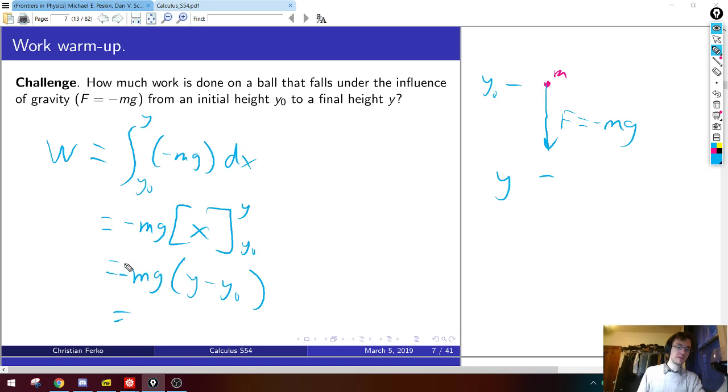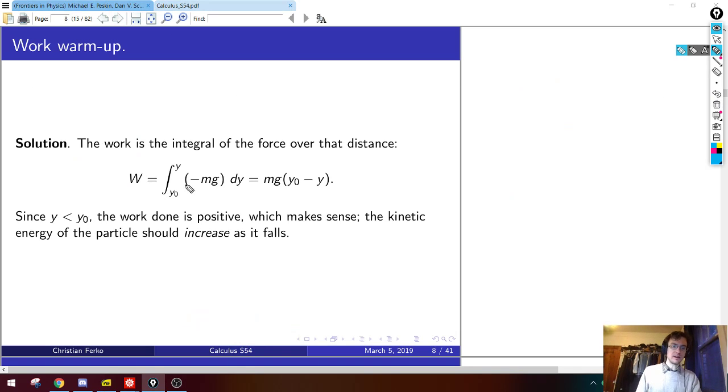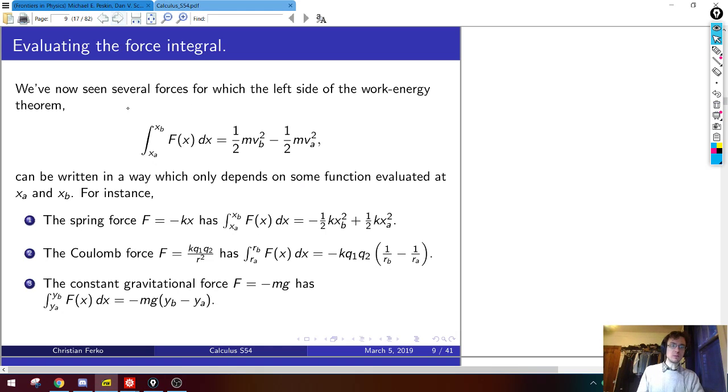Good. So you might want to move the minus sign in and switch the order just to make it easier, because we know it starts at a higher y0 and ends at a lower y, so we know y0 minus y is positive. So I just moved the minus sign in to make that clear. Good. Okay, so that's the work done. Since y0 minus y is positive, the work done is also positive, which makes sense, because the work is supposed to be the change in kinetic energy, and as the ball falls, it moves faster and faster, so its kinetic energy should increase. By the Work-Energy theorem, you therefore expect the work to be positive. And it is. Good. Okay, so that's quite easy as a warm-up.